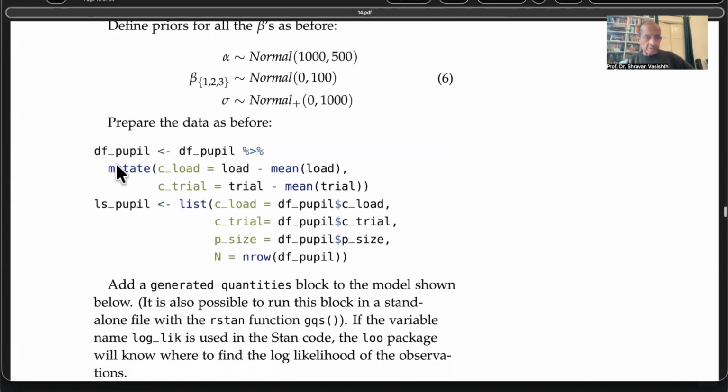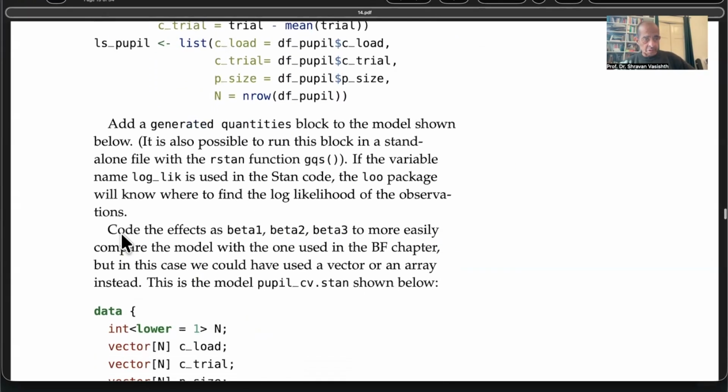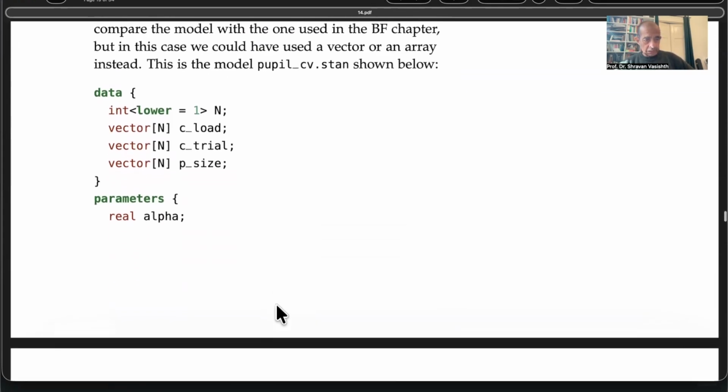So what we are doing here is we are centering the predictors just like always, and then creating the list object for feeding into STAN, right? So that we can fit the model. In the STAN code, there will be a generated quantities block that's going to collect the log likelihoods. So I'll show you what that looks like.